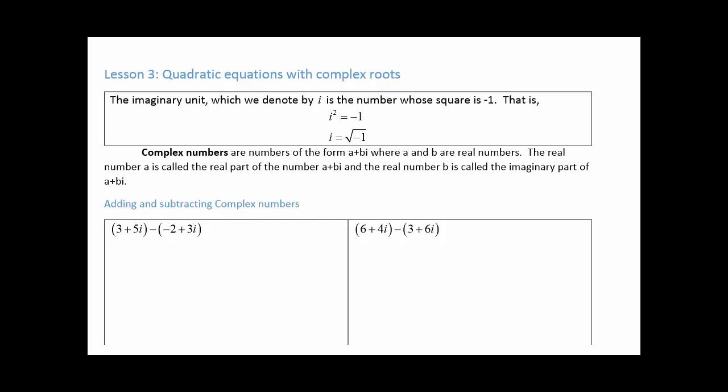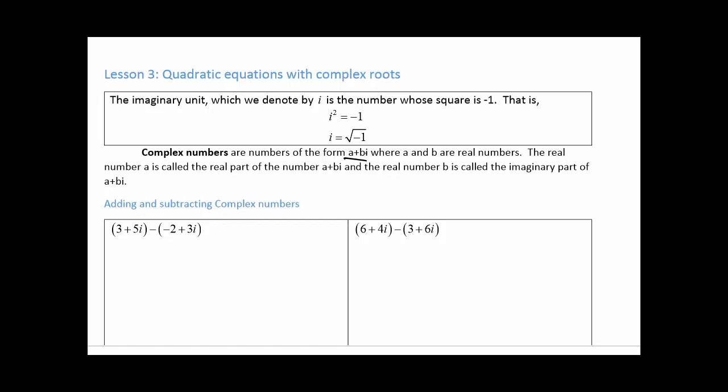Just a couple of basic i facts. i squared is equal to -1. i itself happens to be the square root of -1. And then when we have i, that means we're dealing with some form of complex number. And a complex number is anything of the form a plus bi, where there's a real component, which is the a, and then there's some i component, which is imaginary.